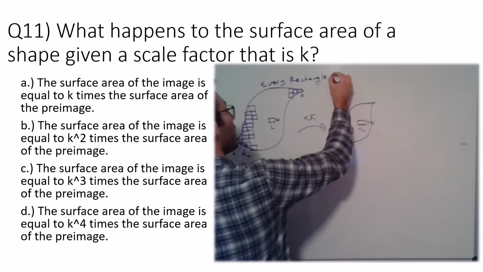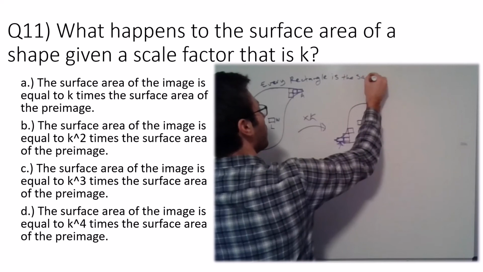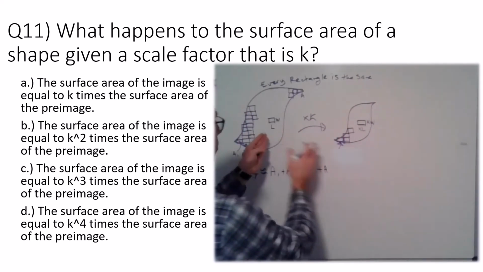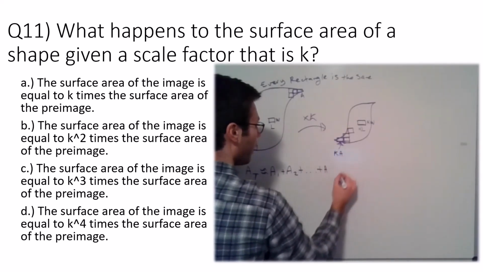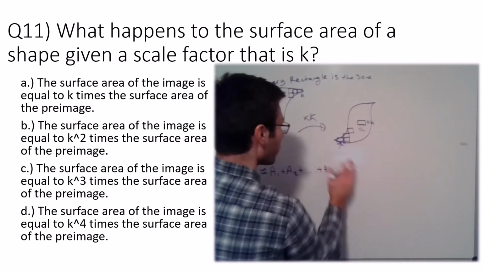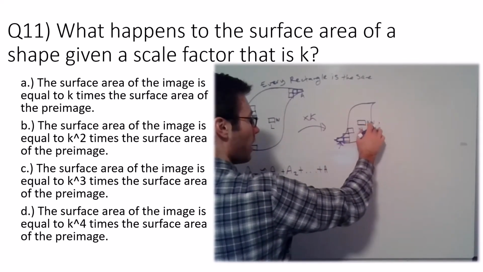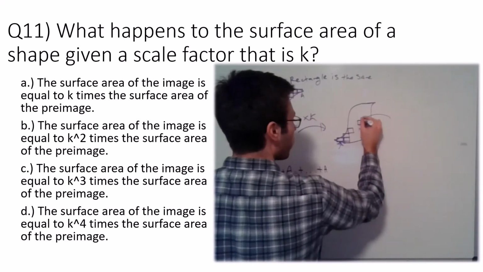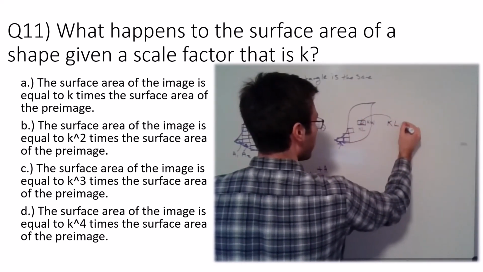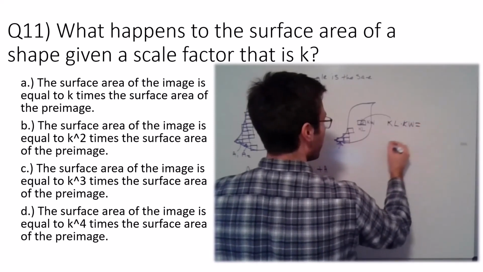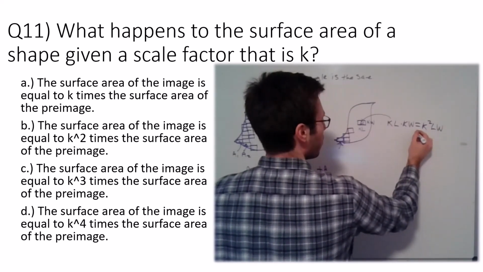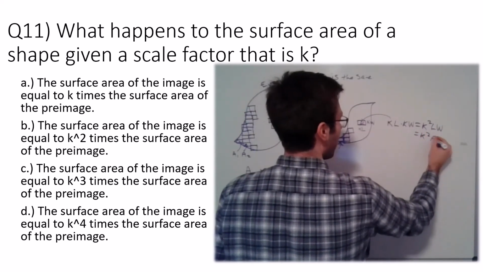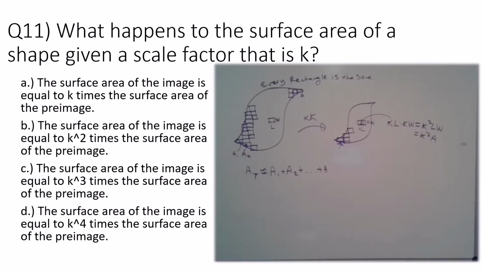We're considering it the same. So if we look at this, this rectangle here corresponds to that one. So the area would be K... actually, let's look at this. This would be KL times KW. So the area of that rectangle would be KL times KW, which is equal to K squared LW, which is equal to K squared A. All of the areas are the same here, so it's K squared times A.